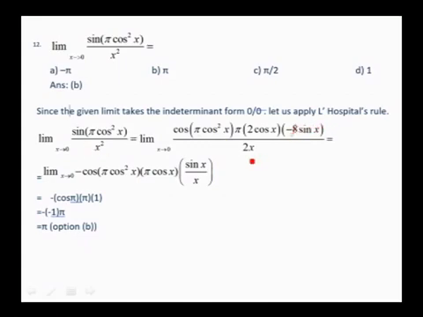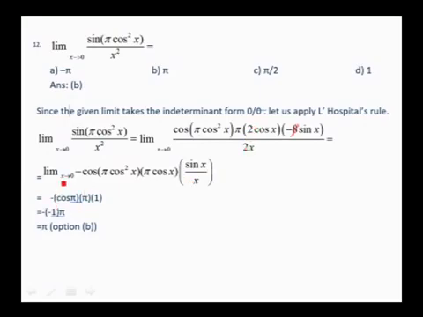Divided by the differential of the denominator, which is 2x. So if I consider this minus cos pi cos square x into pi cos x into sin x by x, I can rewrite this in this form. I can cancel the 2. So minus cos pi cos square x into pi cos x into sin x by x, where I have cancelled these 2.